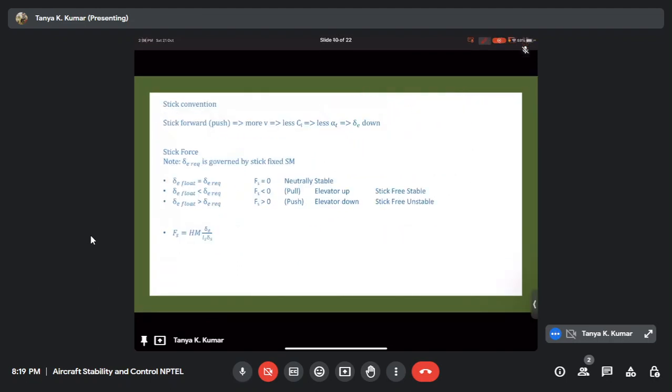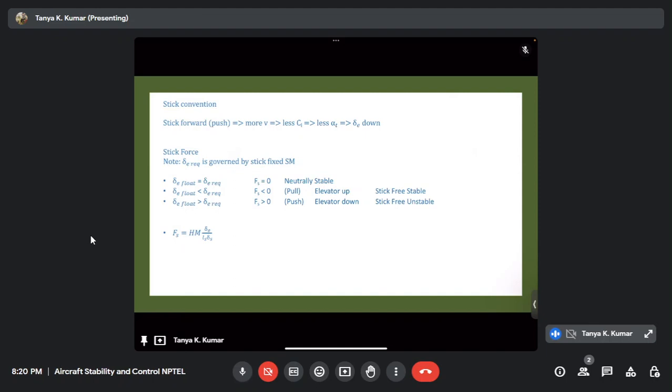Then we saw the stick conventions. Pushing the stick forward gives you more velocity. How do you get more velocity? You reduce the CL. How do you reduce the CL? By reducing the angle of attack at the tail. How do you reduce angle of attack at the tail? You deflect your elevator down. So pushing the stick forward gives you a downward elevator deflection, which gives you more velocity, less CL, less angle of attack at the tail. So this is the convention.